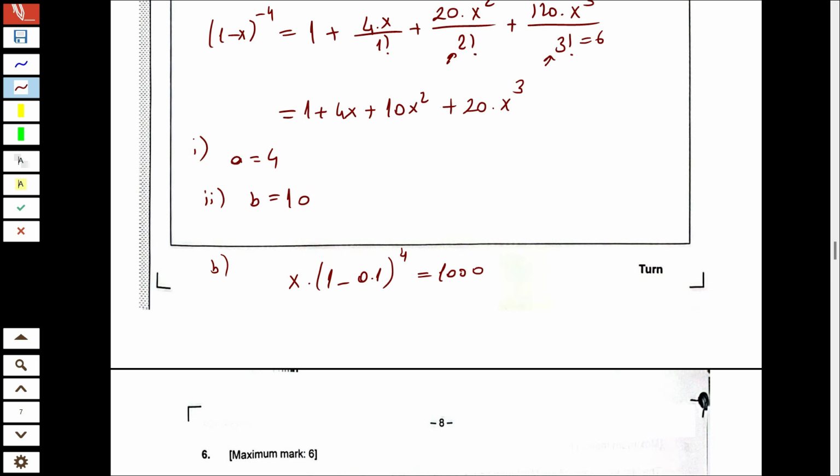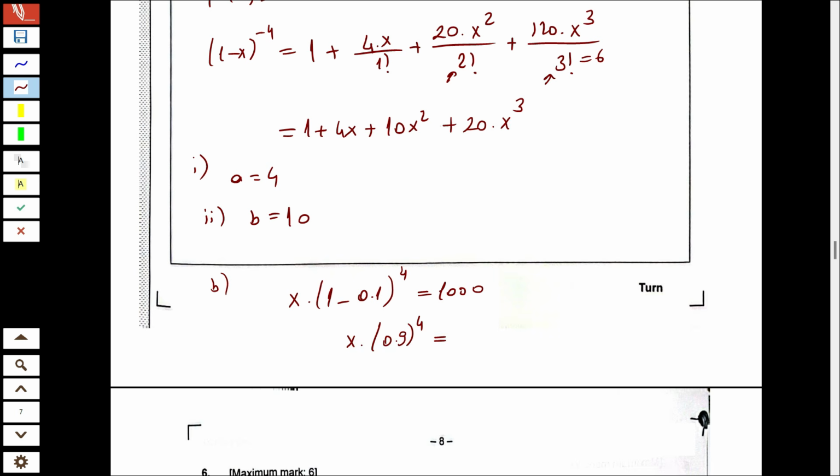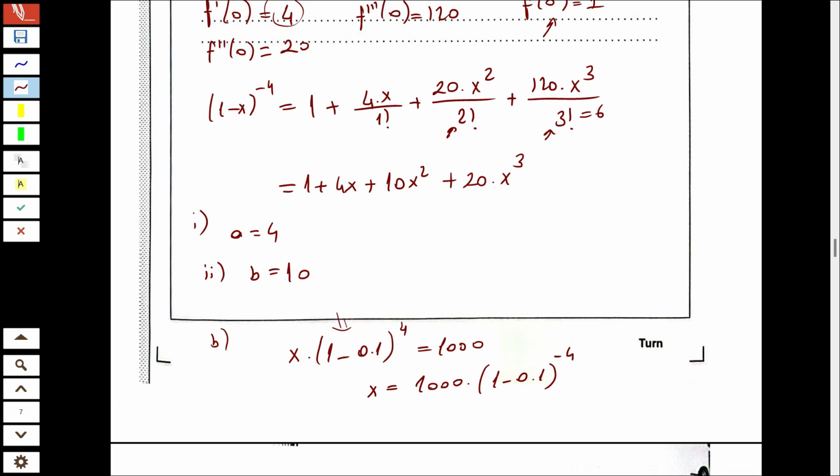This is our expression, and you can simplify it like x times 0.9 to the power of 4 equals 1,000. In this case, you will just write x equals 1,000 times 1 minus 0.1 to the power of minus 4, because we divide both sides by this expression.